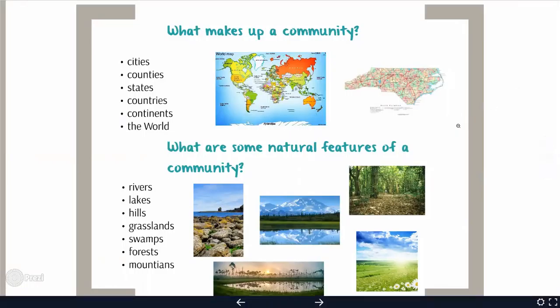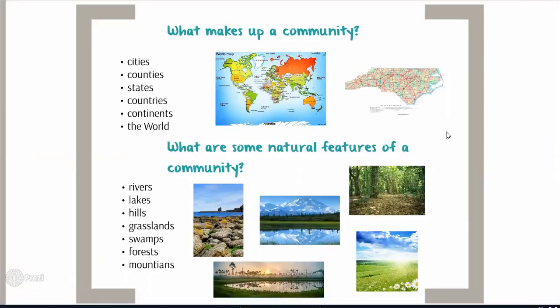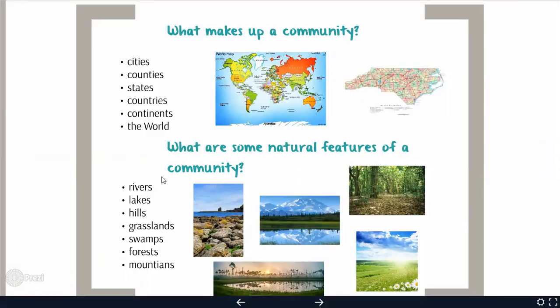So then you ask yourself, what are some natural features of a community? You have rivers, lakes, hills, grasslands, swamps, forests, and mountains, just to name a few.